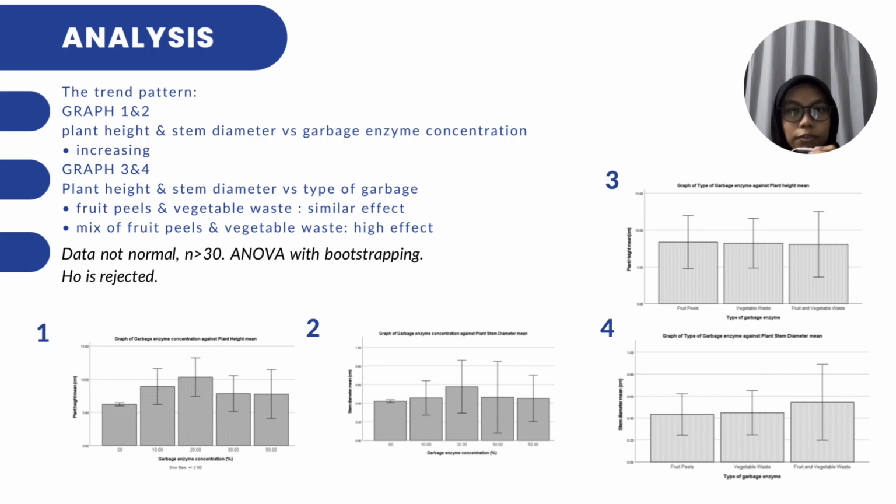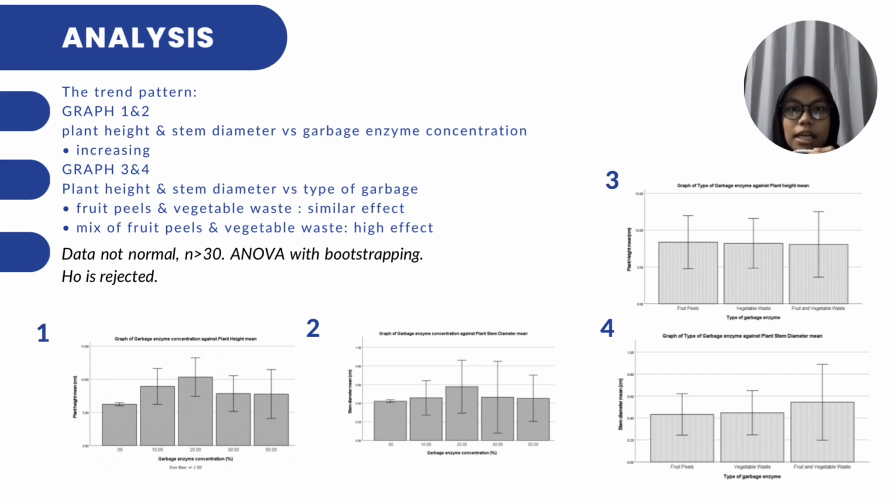As for the graph analysis of plant height and stem diameter against type of garbage enzymes, we can see fruit peel and vegetable waste garbage enzyme had a similar effect on the plant height, whereas the mixture of fruit and vegetable waste enzyme showed a higher effect on increasing the plant height. Moreover, from graph 2, all three types of garbage enzyme have similar effects on the growth of stem diameter, as we can see from the graph that there is almost the same level of mean stem diameter for all three types of enzymes.